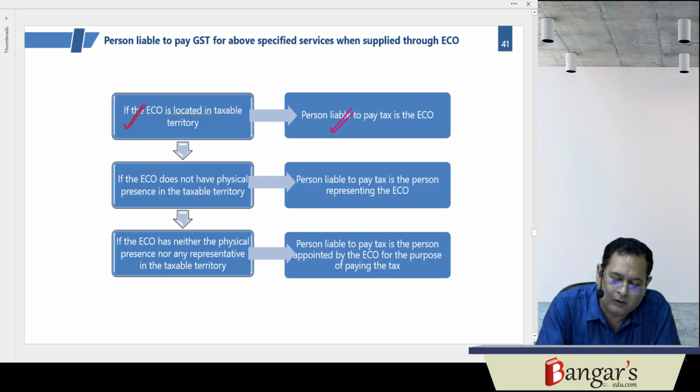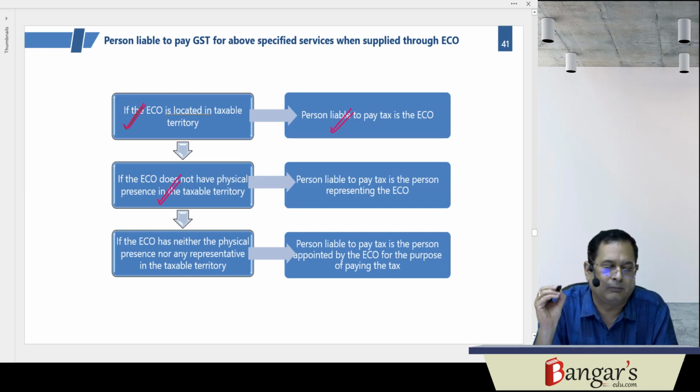If the e-commerce operator does not have any physical presence in the taxable territory, then the person liable to pay tax is the person who is representing the e-commerce operator. The person who is representing the e-commerce operator, he will be liable to pay the tax on the same.